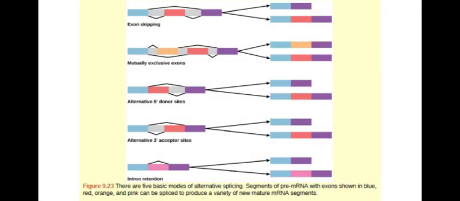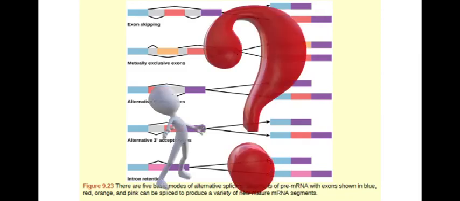Figure 9.23. There are 5 basic modes of alternative splicing. Segments of pre-messenger RNA with exons shown in blue, red, orange, and pink can be spliced to produce a variety of new mature messenger RNA segments. Think about this for a second. How could alternative splicing evolve?